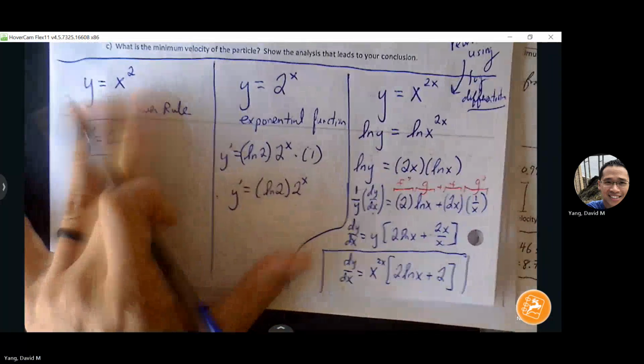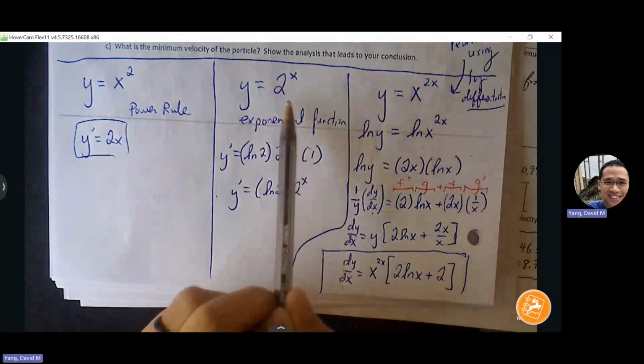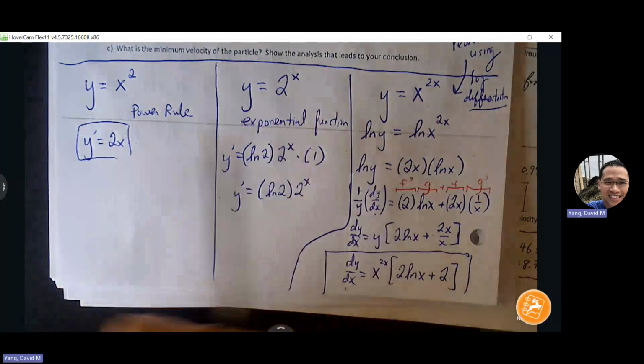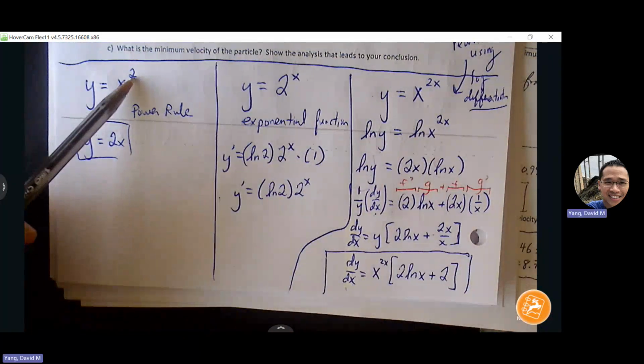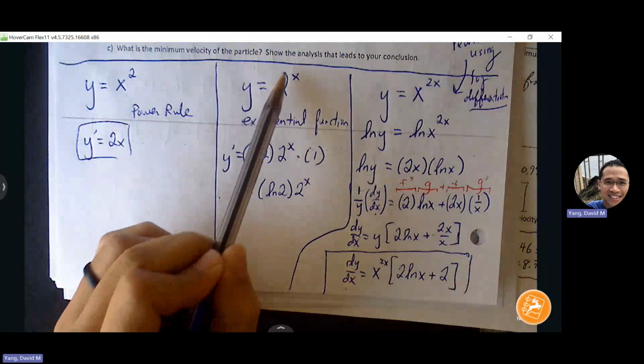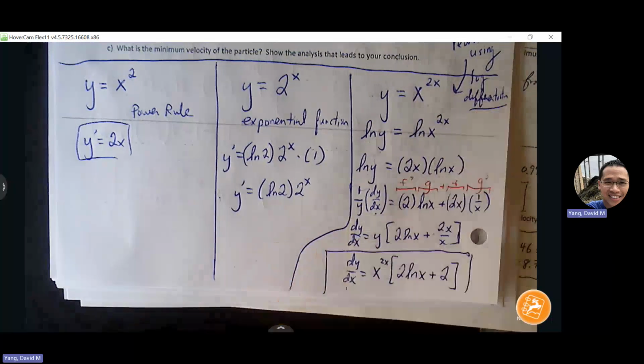So I want to make sure that we can distinguish between these three and that we don't confuse one for the other, even though they kind of all look similar. So variable raised to a constant is power rule. A constant raised to a variable is exponential. A variable raised to a variable, we don't have a rule. We're forced to use log differentiation.